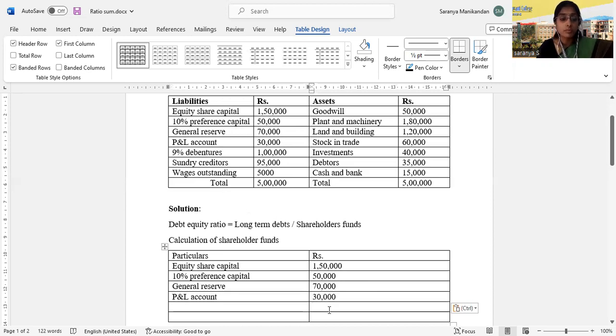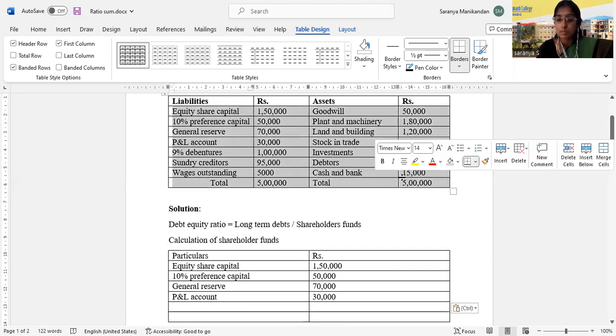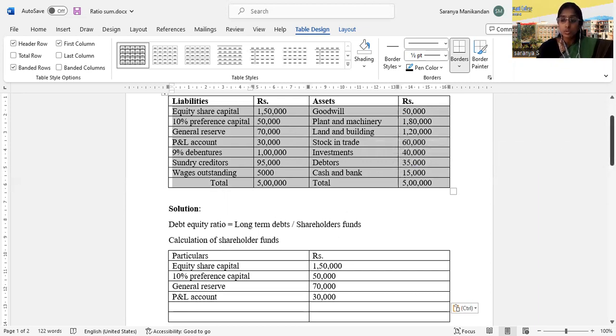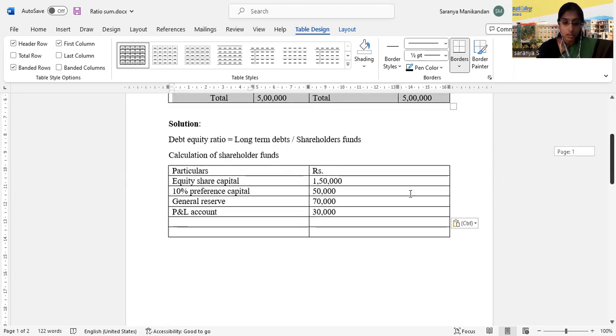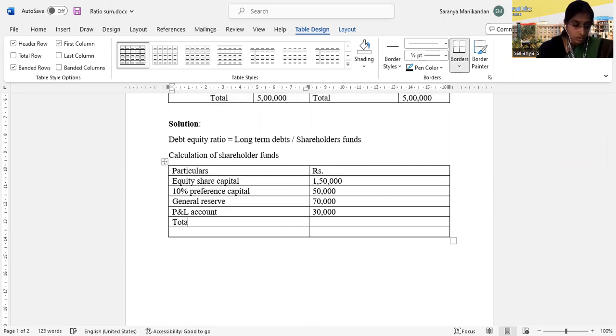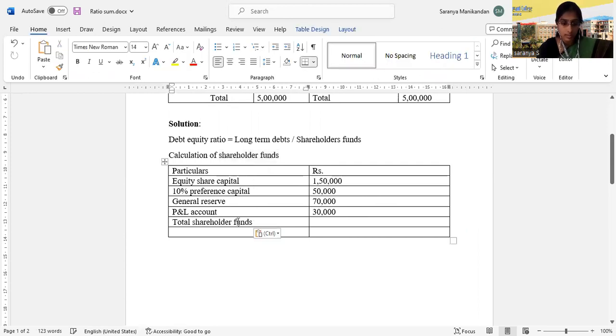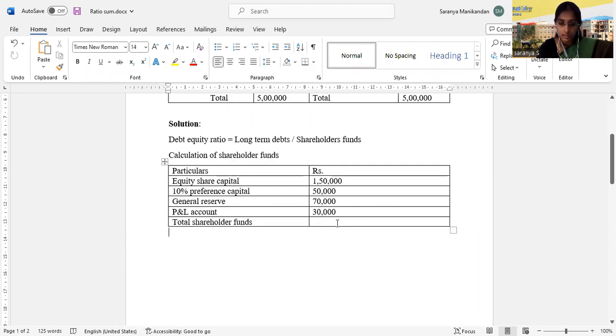Okay, now what is the next point? Proposed dividend, which is not there in the question. The last point is preliminary expenses. Preliminary expense also not given in the question. So that's it. We have to find out the total shareholders funds. How much is coming? 1 lakh 50, 2 lakh, so 3 lakh. So it is coming 3 lakh. Okay, so 3 lakh amount is the shareholders funds.